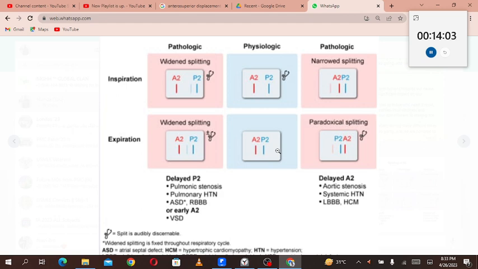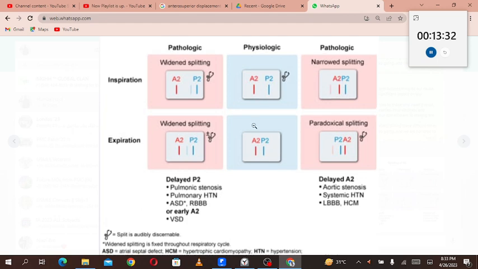But in the case of pathologic findings, the P2 sound is firstly widely split, and secondly it is fixed splitting. That is, it is present both in inspiration as well as during expiration, and the situations that cause that are pulmonic stenosis, pulmonary hypertension, ASD, right bundle branch block, or early A2 with VSD. We'll discuss that later on, but the point I wanted to highlight was that wide fixed splitting is seen in pulmonary stenosis, or in our case, atrial septal defect. In the case of ASD, we find wide fixed splitting.